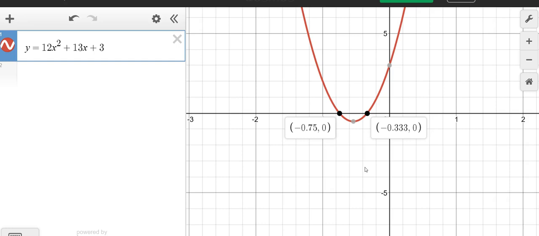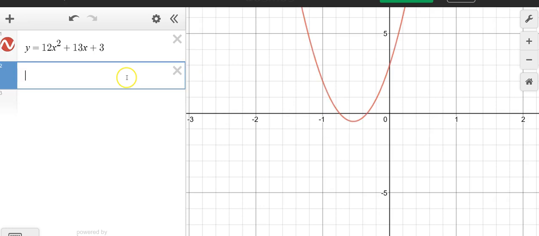Eventually, we're going to be doing that kind of thing. So the reason we're going to be factoring this is so that we can find what we call the x-intercepts, or the zeros.